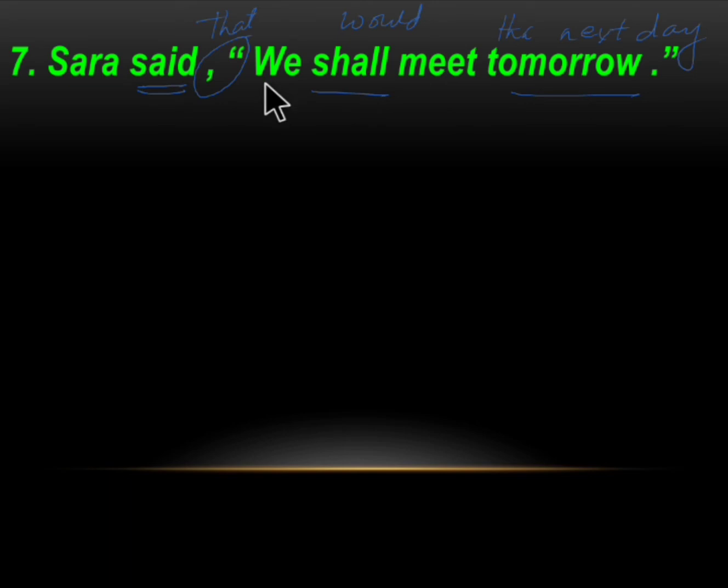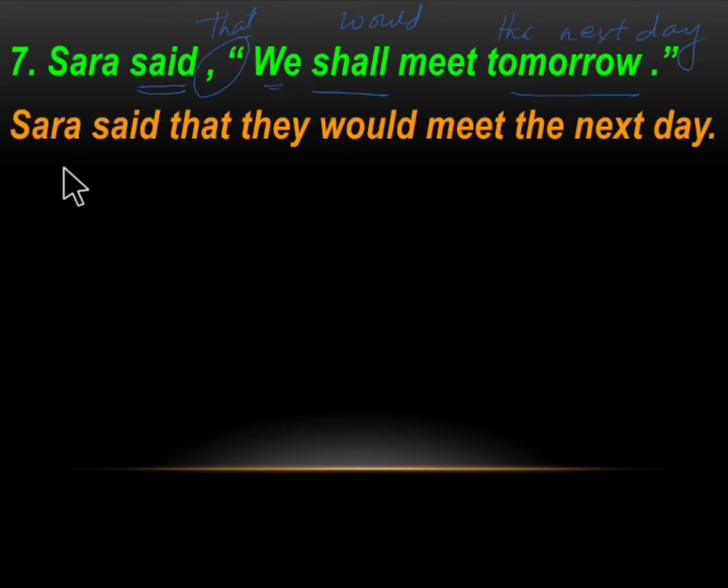There will be a change in pronoun also. Now let us see the change. The indirect speech: Sarah said that. Said is used as said. We will change to they. And shall is changed to would. They would meet. Tomorrow is changed to that day. So the indirect speech: Sarah said that they would meet the next day.